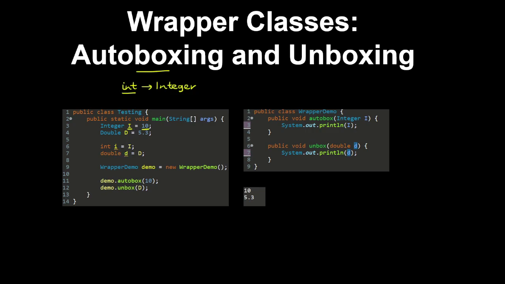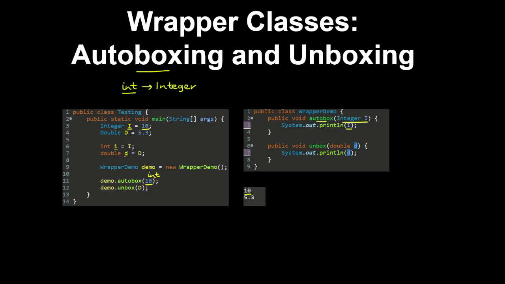And when the primitive value is passed as a parameter to a method that expects an object of the corresponding wrapper class, then the compiler also does autoboxing in this case. So effectively, the int is automatically converted to an Integer, and as we can see, the Integer is output to the screen.